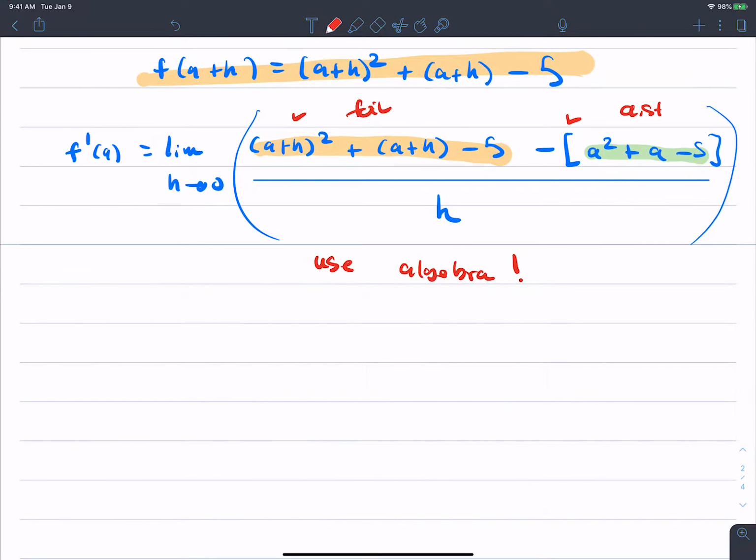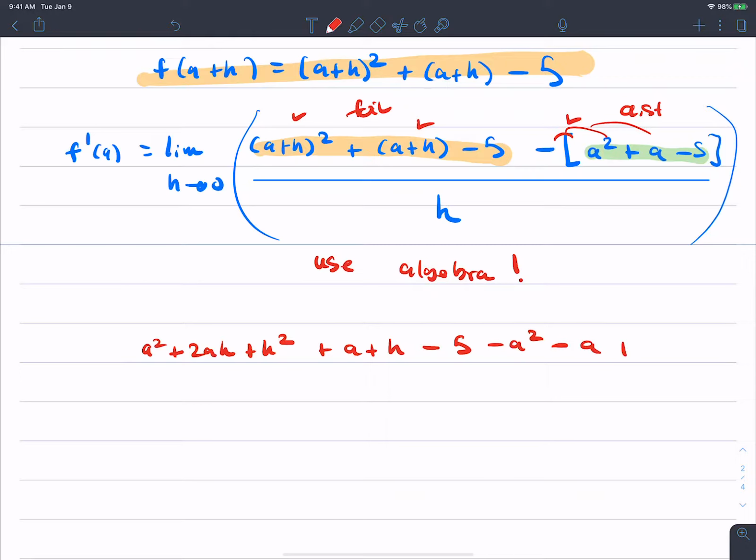FOIL a plus h. You guys should know that's a squared plus 2ah plus h squared plus a plus h minus 5. So I just did this first portion in orange. I'm going to distribute. Okay, so this is minus a squared minus a plus 5. Everything's over that h. Don't forget to put the h.